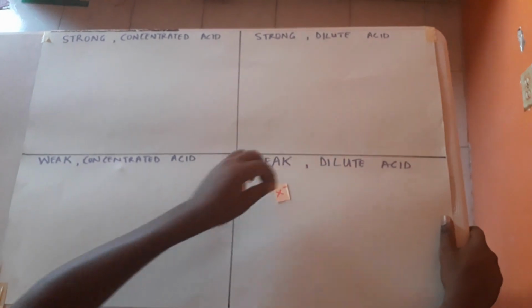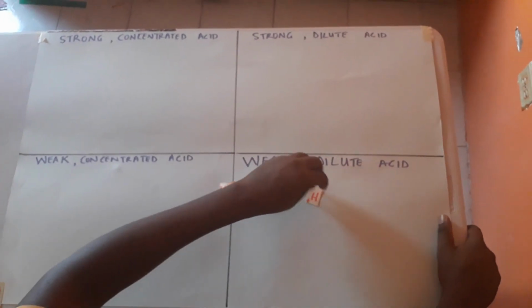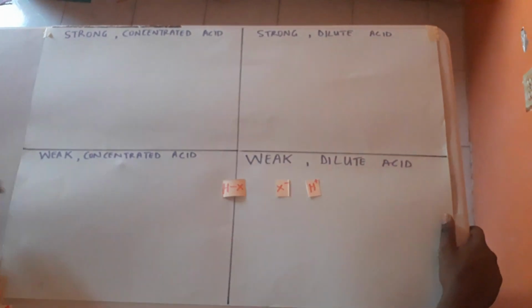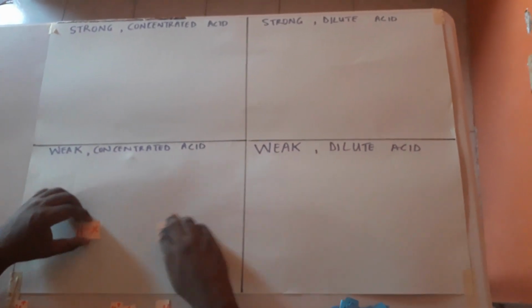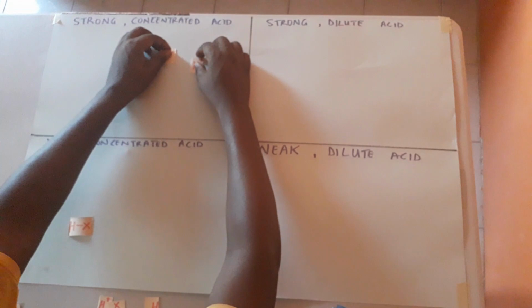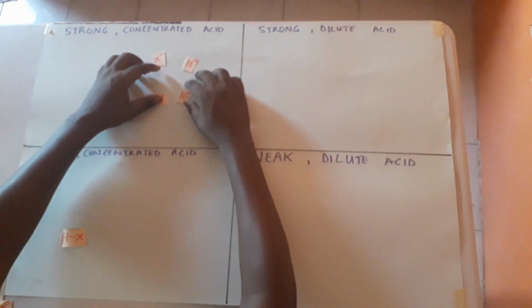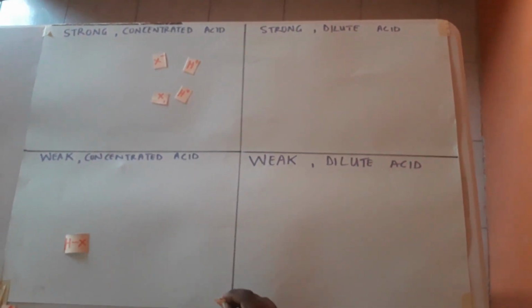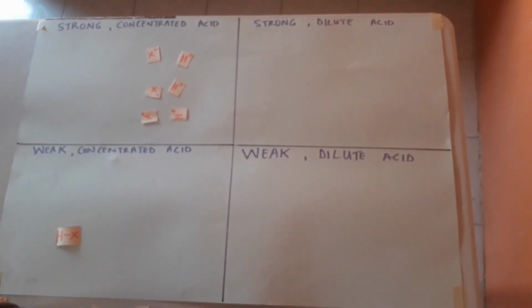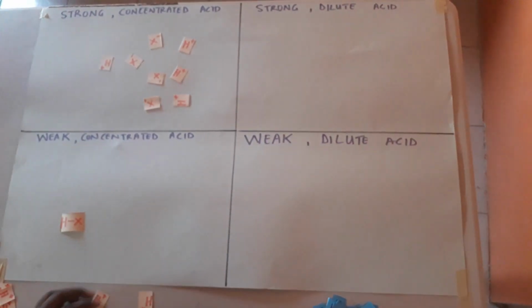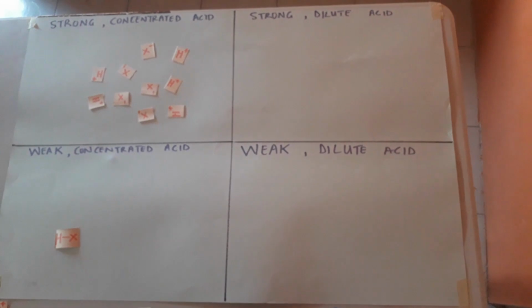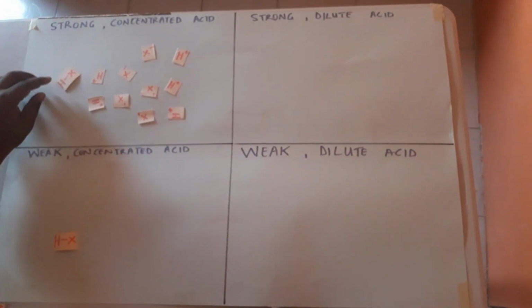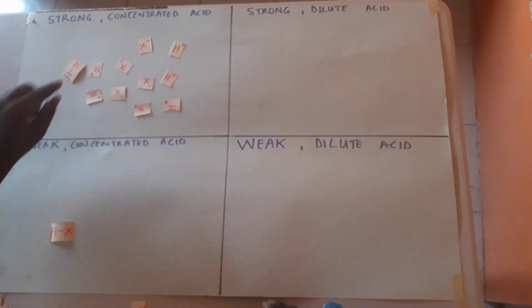And when it dissociates in water, it gives H plus ions and X minus ions. Now, let's start by looking at the strong acids. Now, the strong acids are fully dissociated in water. That means that we are going to have a lot of H plus and X minus ions, and relatively few or none of the molecular HX acid.